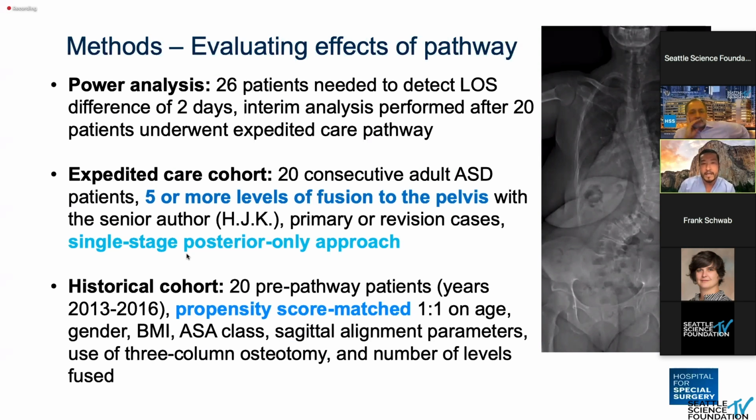Basically, anybody who had 5 or more levels of fusion that were performed with the single-stage posterior approach were included. And we looked at these 20 patients and propensity score matched them 1-to-1 based on age and other demographic parameters, in addition to radiographic parameters and the type of surgery that they were going to undergo.